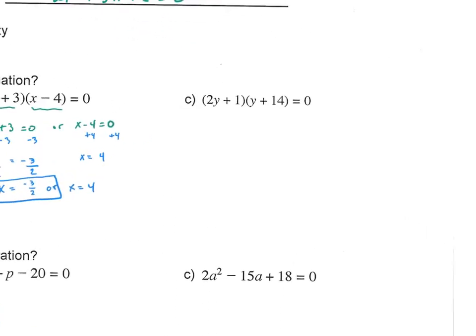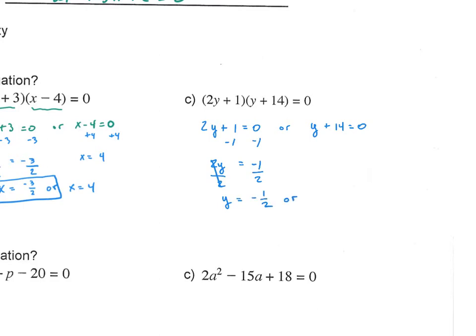Again, here we are going to separate them and solve them for the value of 0. I have (2y plus 1) times (y plus 14) equals 0. So I will separate that into 2y plus 1 equals 0, or y plus 14 equals 0. Solving either equation or both, it doesn't matter which order I go in, I do my inverse operations to isolate my variable. I have 2y is equal to -1. I divide by the coefficient, continuing with my inverse operations, and I have y equal to -1/2.